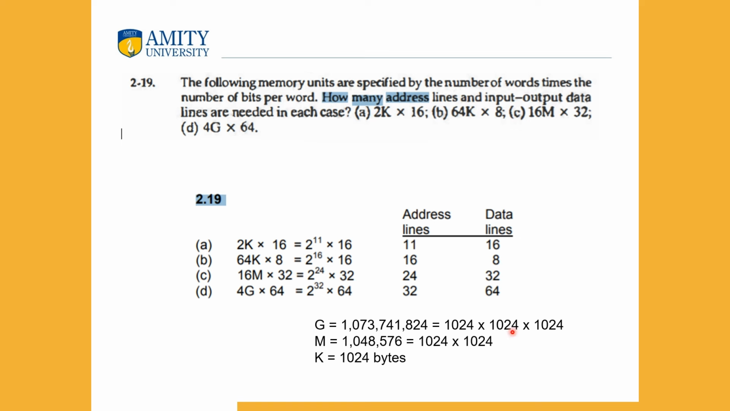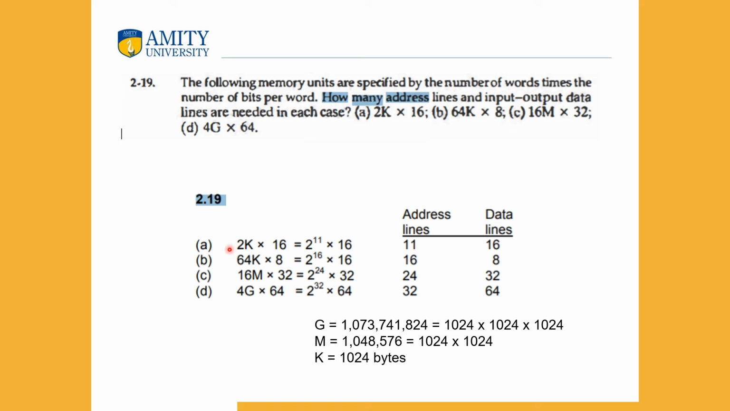For that, first we are going to convert these into powers. Since we have 2 already, 2 into 1024 will give us 2048, and then we can convert that to the power of 11. So 2 to the power of 11 into 16. From this expression you can see 2 power 11. Whatever the power is equals the address lines, and the multiplier says the number of bits per word, so 16 bits per word. Hence for each bit we need a data line, so 16 data lines per word.